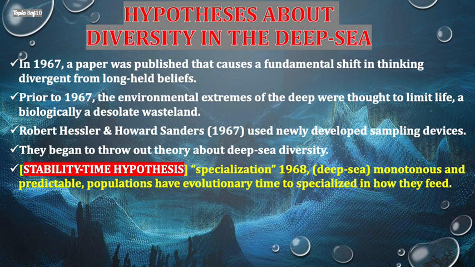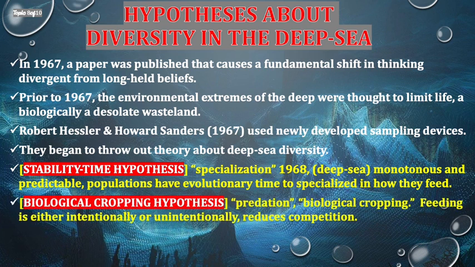specializations, and he suggested that because the deep sea is monotonous and predictable, meaning that the landscape at the bottom of the ocean is pretty much constant and doesn't change that much, the population evolved over time until they became specialized in how they feed. So Sanders called this theory the stability time hypothesis.